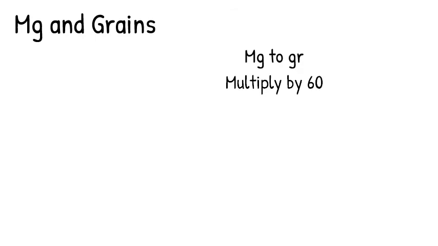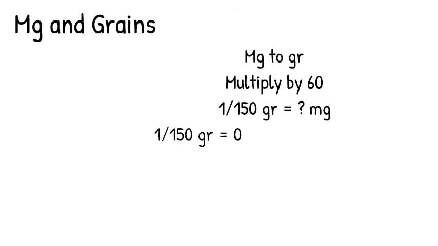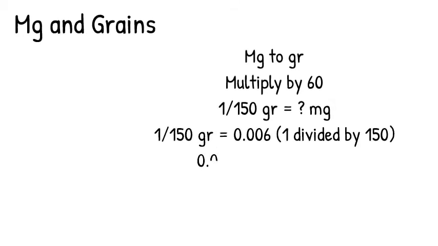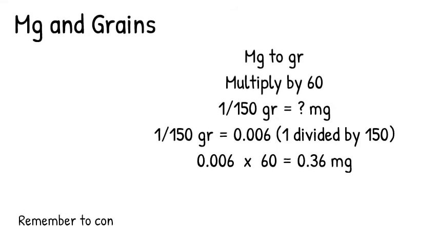Milligrams to grains. Here we're going to multiply by 60. Make sure that you convert that 1/50th of a grain into a whole number before you do your conversion. So you're going to multiply the whole number by 60 to get your milligrams. Multiply by 60 when you're talking milligrams to grains.